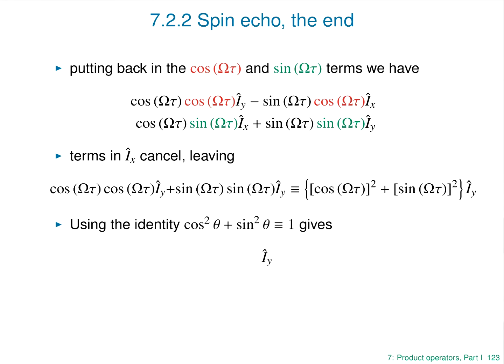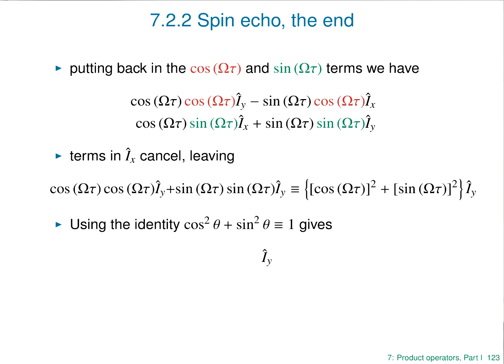And if you look at that, you'll realize that this is cos squared plus sine squared times iy. And cos squared plus sine squared is 1. It's one of those useful identities. So the answer is iy.